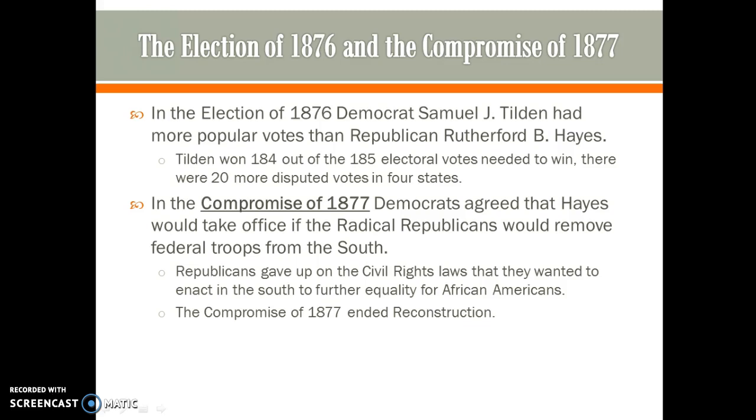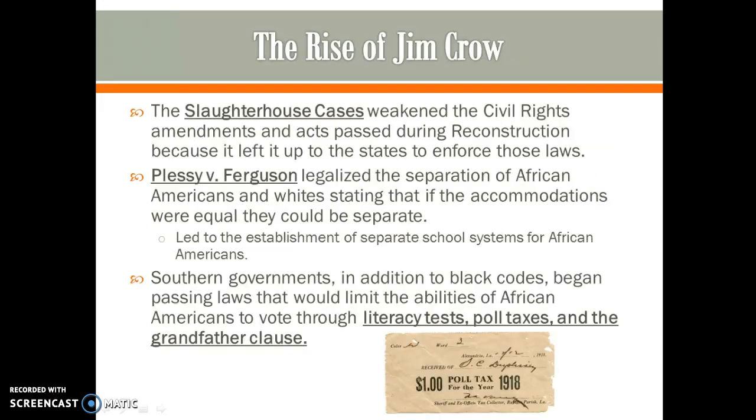In the Compromise of 1877, the Democrats agreed that Hayes would take office if the Radical Republicans would remove federal troops from the South. The Republicans gave up on the civil rights laws that they wanted to enact in the South to further spread equality for African Americans and counteract the black codes. The Compromise of 1877 successfully ended Reconstruction.